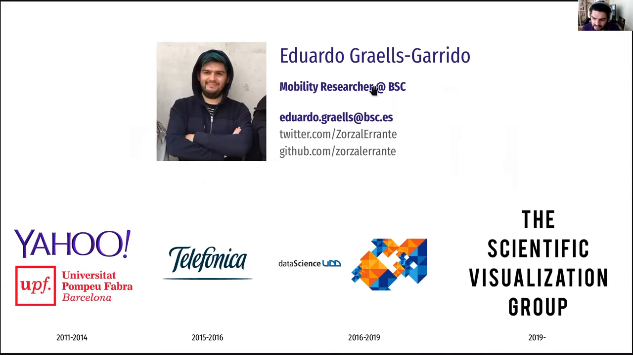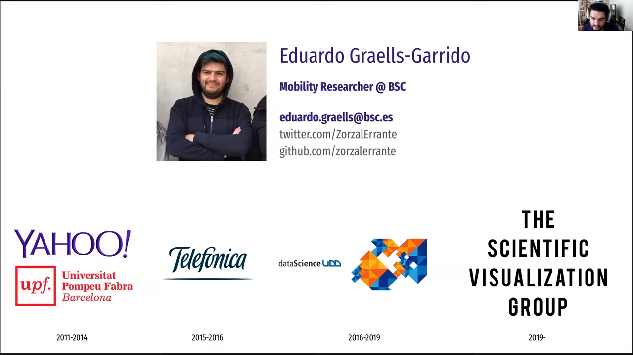Currently, I work at the Scientific Visualization Group at the Barcelona Supercomputing Center. I started almost 2 years ago, so I joined as a mobility researcher. Before that, I was an assistant professor at the Universidad del Desarrollo in Chile. So I'm from Chile. I was there for almost 3 years, doing also research on mobility and also information visualization and human-computer interaction and also computational social science. So I tend to work a lot with data and try to get value from data.